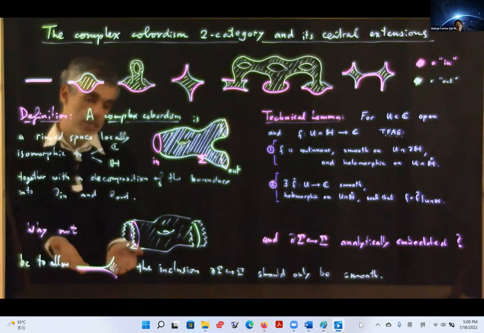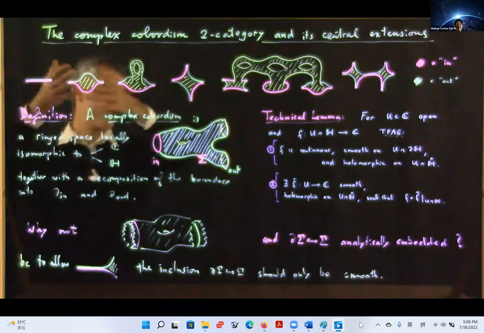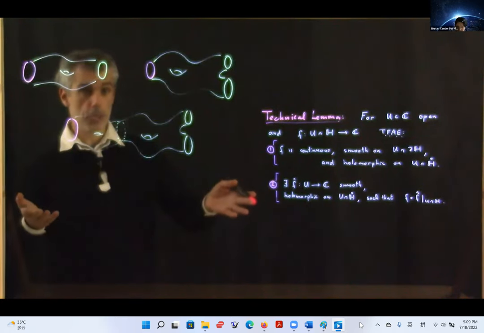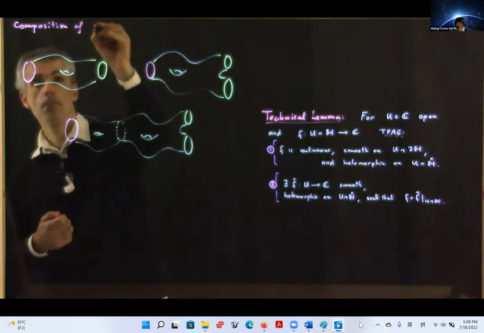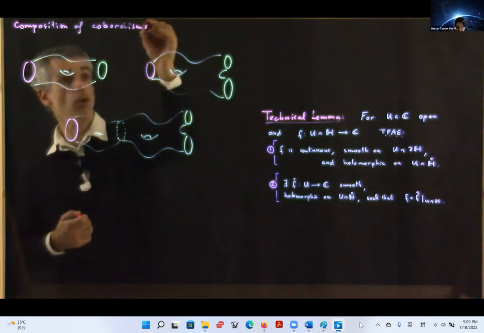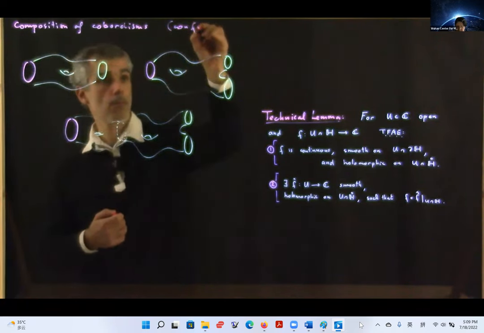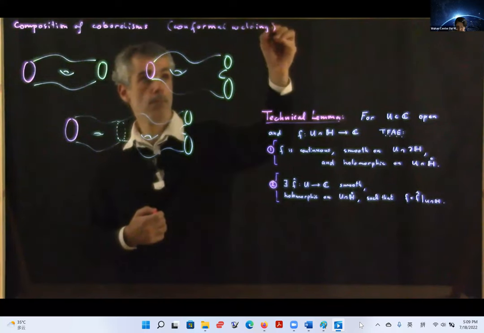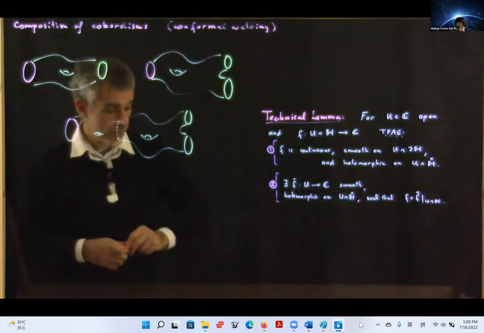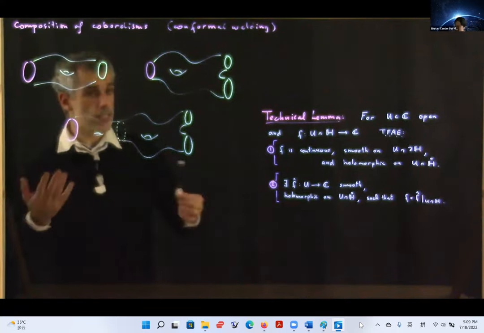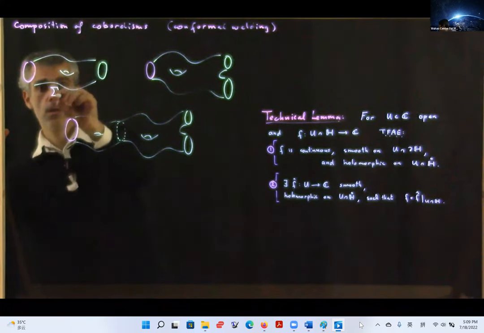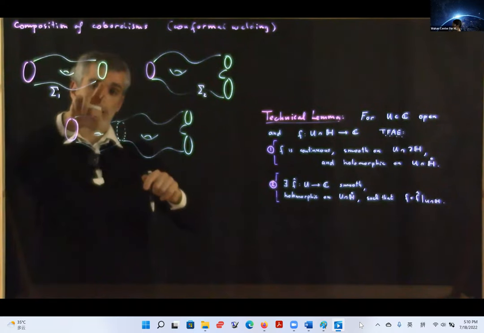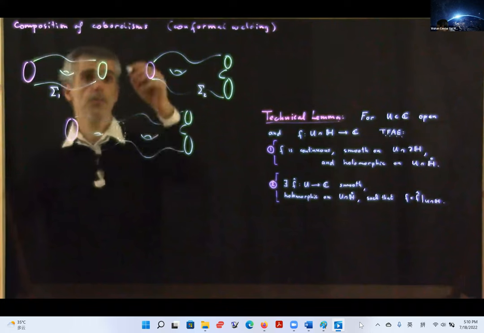It will not allow for these kinds of pictures, and we need these pictures in order to eventually get a two category. Composition of cobordisms, which also goes by the name conformal welding, using the language of ring spaces is really very easy. So here I have sigma one, sigma two. There's a chosen diffeomorphism between the outgoing boundary of sigma one and the incoming boundary of sigma two. So call that boundary S.